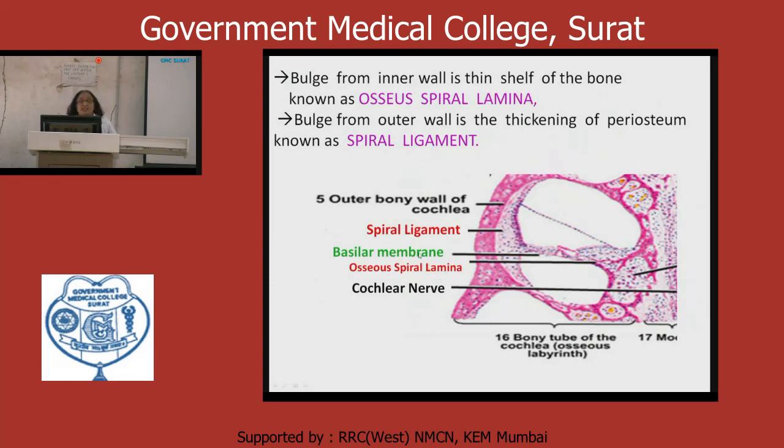The bulge from the outer wall is the thickening of the periosteum, that is called the spiral ligament. So we can see here the inner shelf of the bone called the osseous spiral lamina, and the outer, the thickening of the periosteum, called the spiral ligament. Now between these two is the basilar membrane, which is made up of structures we'll discuss. This basilar membrane divides the entire tube into the upper part and the lower part, called the scala vestibuli and scala tympani, which we'll discuss.